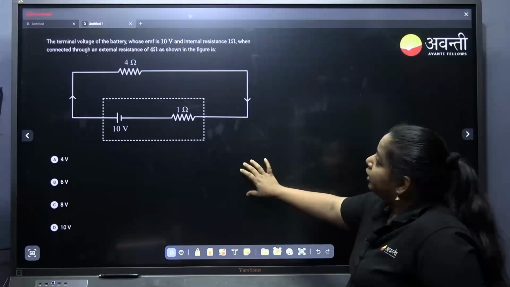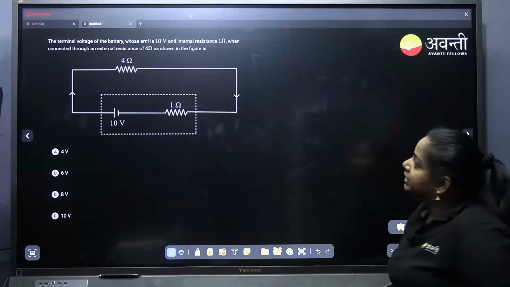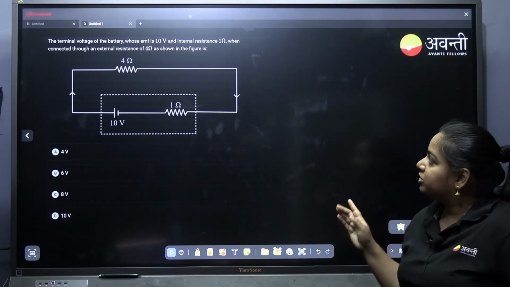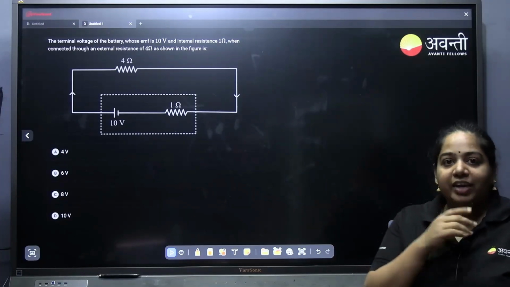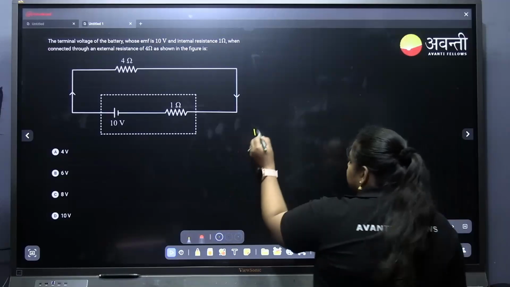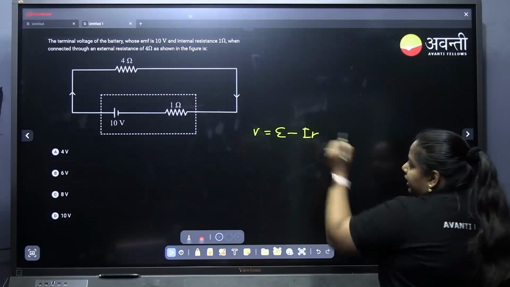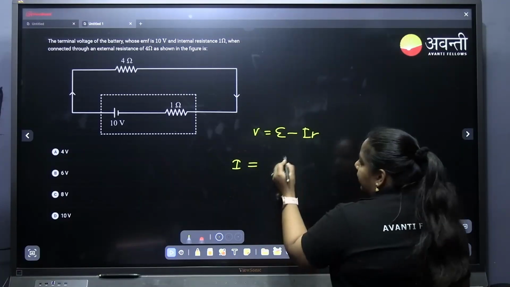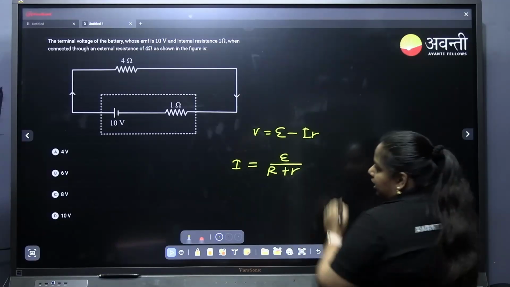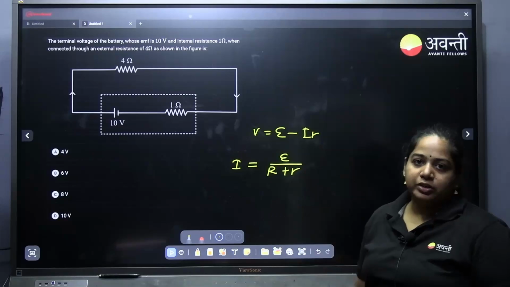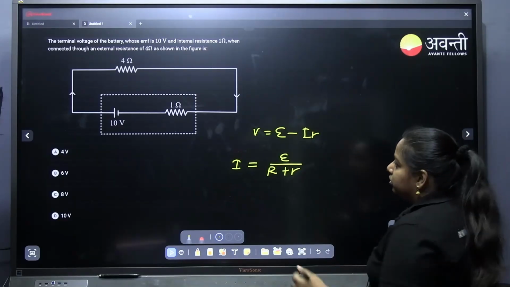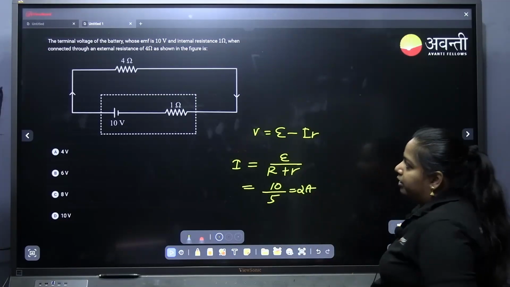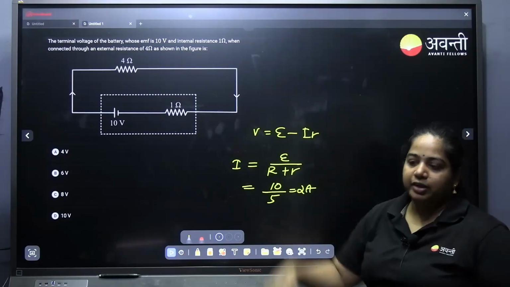Next one, the terminal voltage of battery whose EMF is 10 volt and internal resistance 1 ohm when connected through external resistance of 4 ohm as shown in the figure. We have only one equation for this. That equation is V equal to E minus IR. And how to calculate I? I is equal to E divided by R plus r. Total EMF by total resistance will be current. So that will be equal to 10 divided by 5 equal to 2 ampere. E is given, I is given, R is given, you can find V.